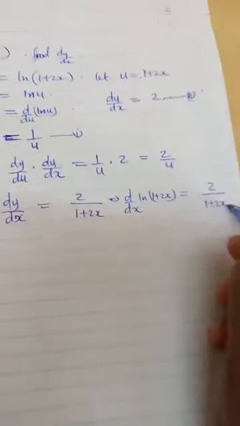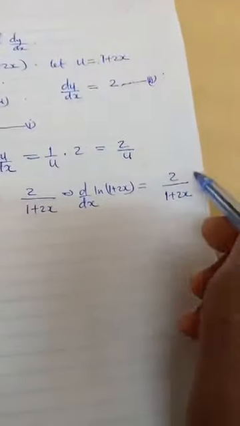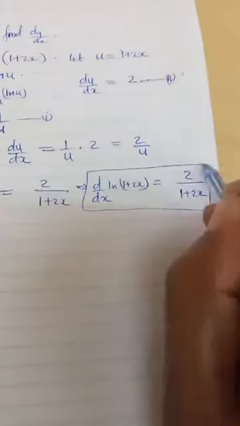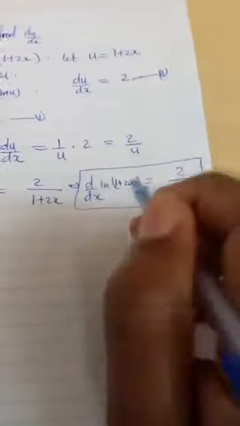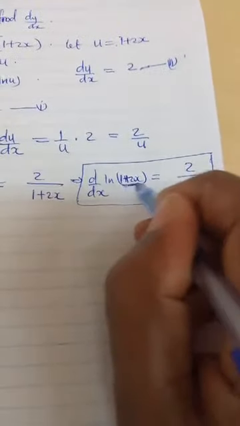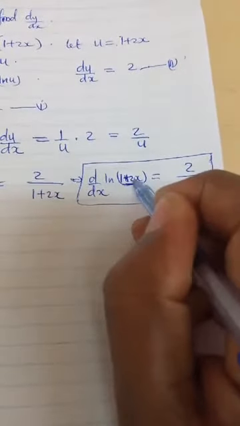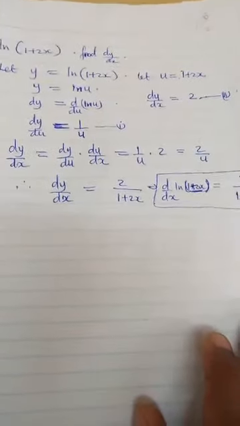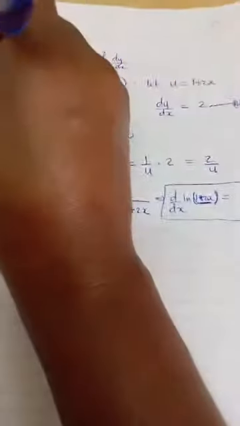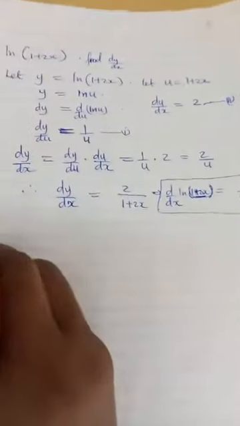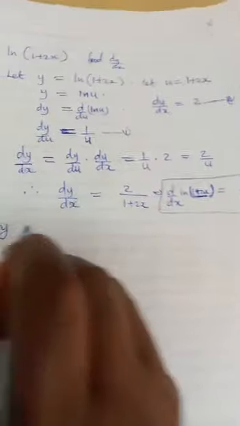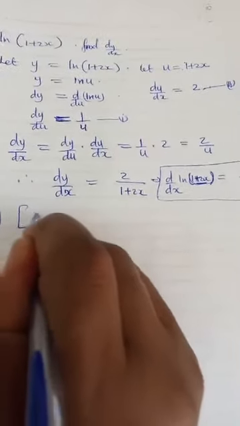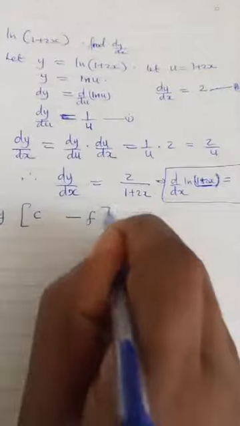In summary, I can say that if you are differentiating this, differentiate the interior and divide by that. In that question, I have done part A and part B. This is part B. I can still go ahead and say you will have to try out part C to F.